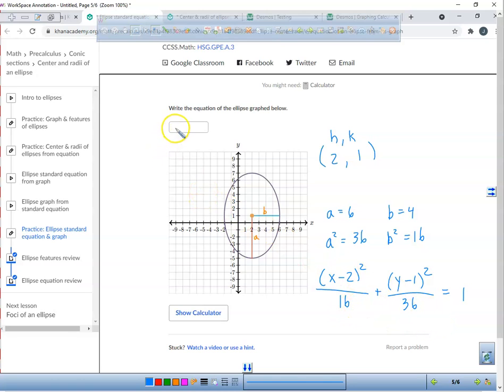So I'm just going to type this in right here and be done. Oh, yes, you have to put equals 1. Yes, that's the formula for the ellipse. So just remember, when you're typing it in, it's going to be x minus h squared over, now this is either going to be a squared or b squared, I'm just going to put a squared just for the formula. This is going to be y minus k over b squared. And the sum of them is always equal to 1.